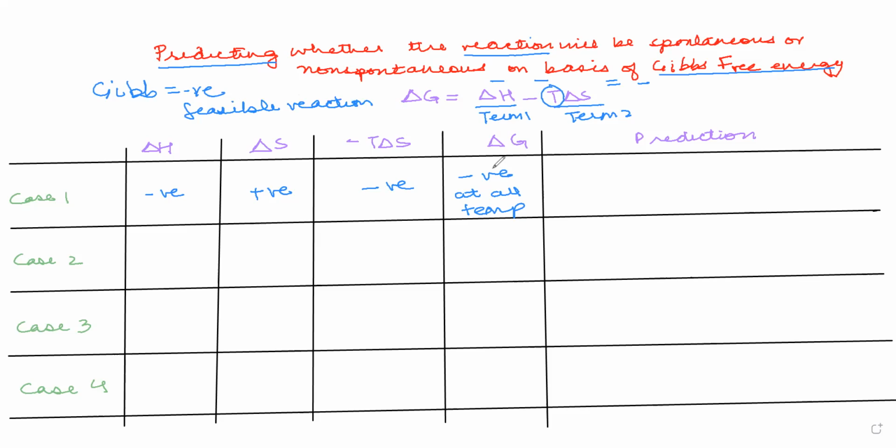So in this scenario, we are getting a negative Gibbs energy, which is saying that if delta H is negative, if the reaction is exothermic and entropy is positive, then minus T delta S will be negative, and this is going to give you Gibbs free energy negative at all temperatures. So we will predict that the reaction will be feasible at all temperatures. So no matter whether the temperature is low or high, at every temperature the Gibbs free energy will be negative and the reaction will be feasible.